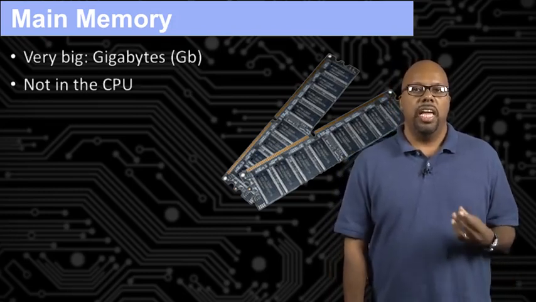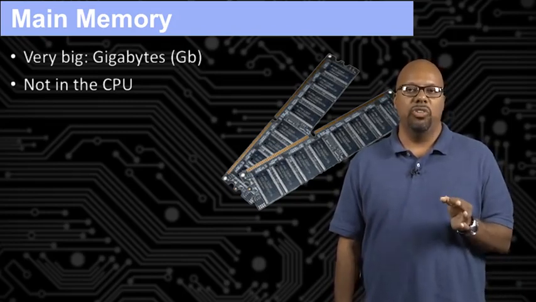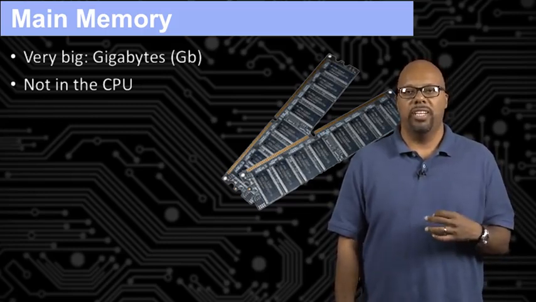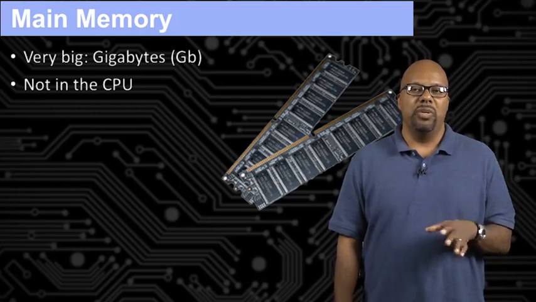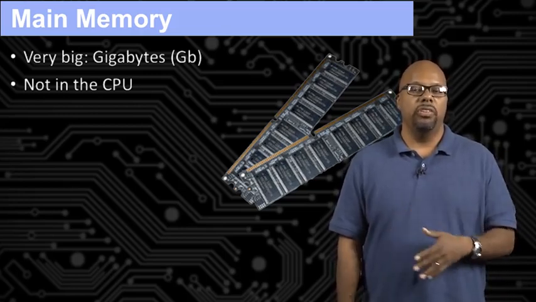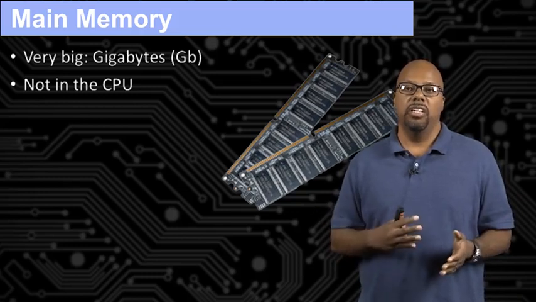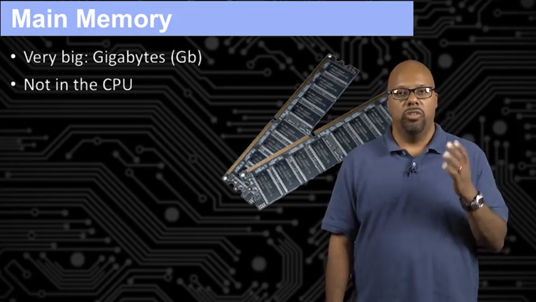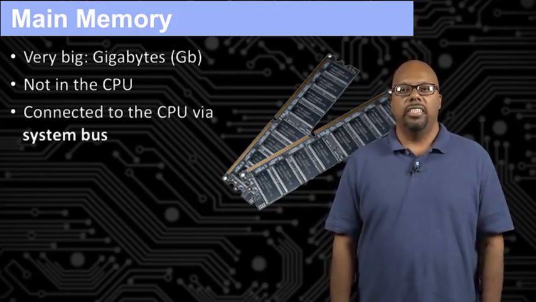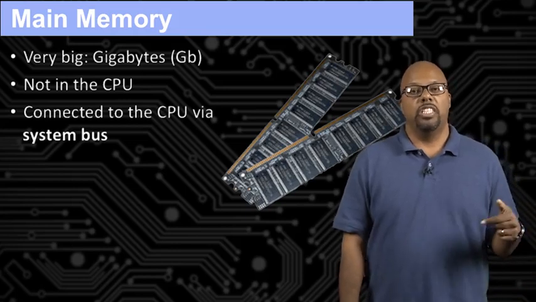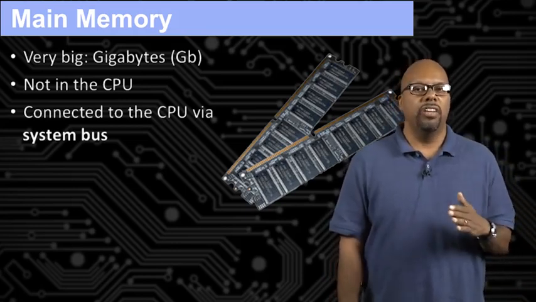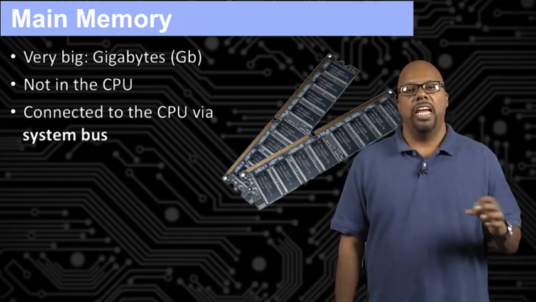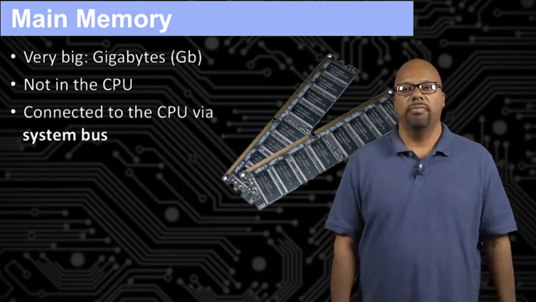It's not on the same chip as the CPU. By CPU, I'm using that the same as a microprocessor and the same as a microcontroller, roughly the same thing. So main memory is not going to be in the CPU, it's off the CPU. It's on the same board, but it's a different set of chips. In fact, if you look at that memory, it's multiple chips all put together. It's connected to the CPU via a system bus. The system bus is basically a group of wires drawn onto the printed circuit board that connect the main microcontroller to the memories.